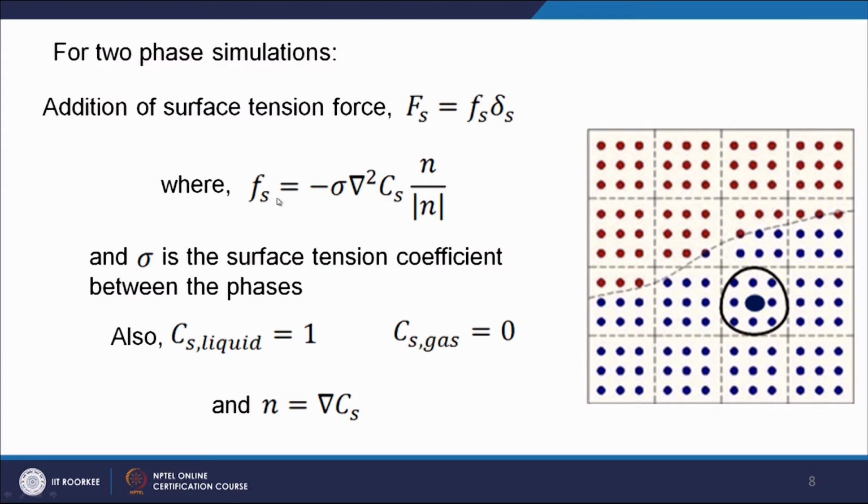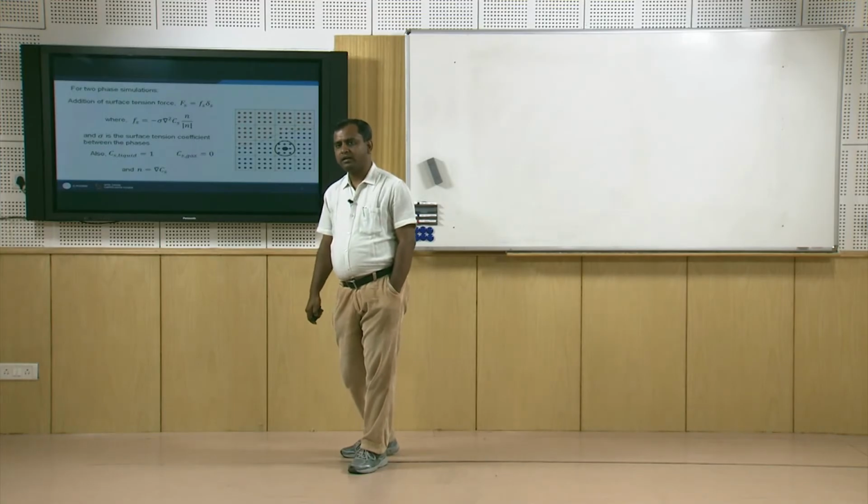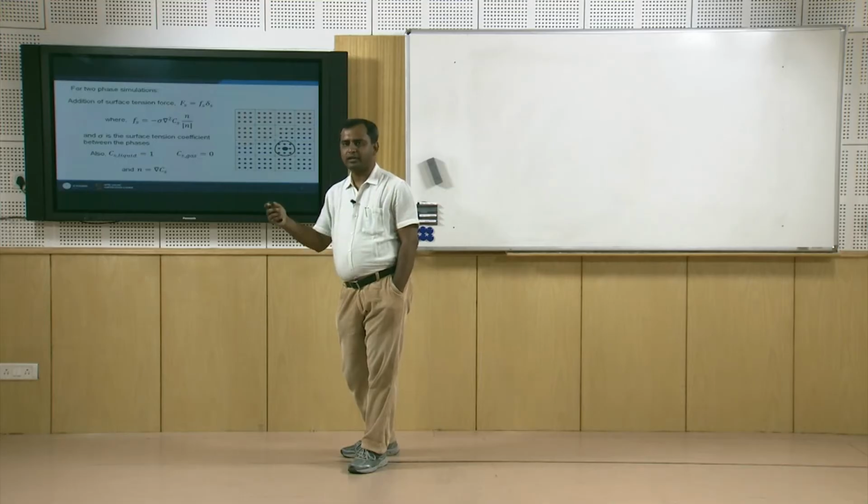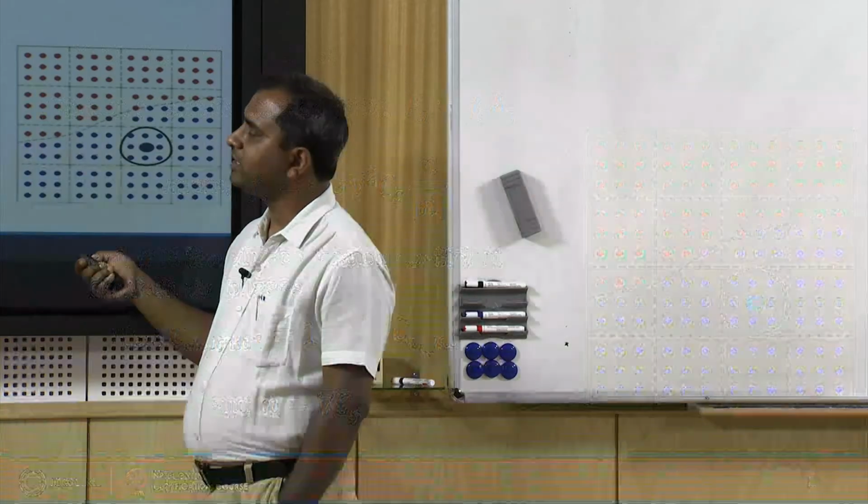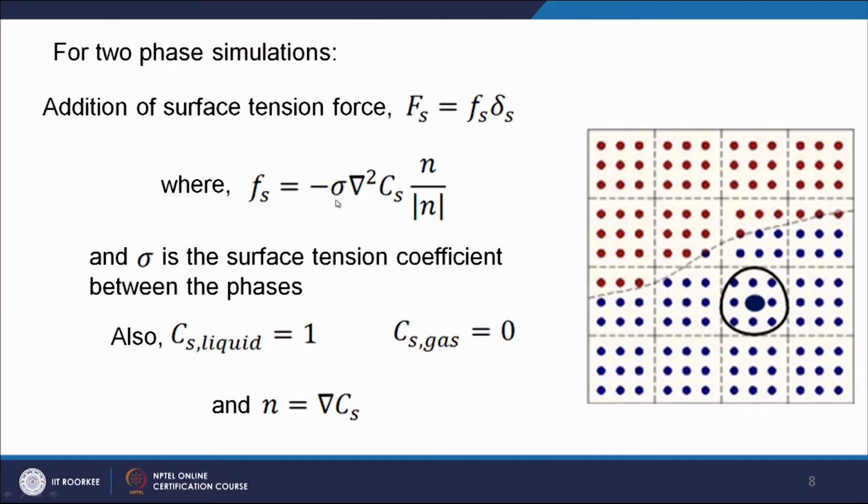The surface tension force will only be applicable in the zone of the interface. So, we use a delta Dirac function to apply that surface tension force. We can write the surface tension force Fs as Fs multiplied by this delta Dirac function delta S. That means this delta Dirac function is only applicable near the interface. That means delta S equals 1 at the interface and elsewhere it is 0. So, what is the nature of Fs? Fs can be written as minus sigma, where sigma is the surface tension coefficient, into del square Cs, n by n bar.